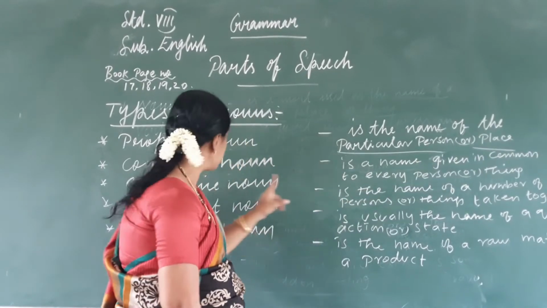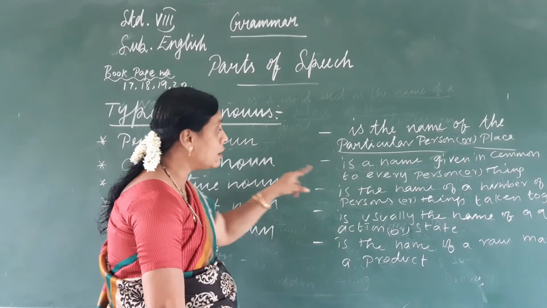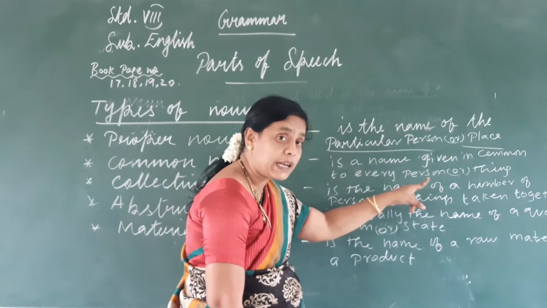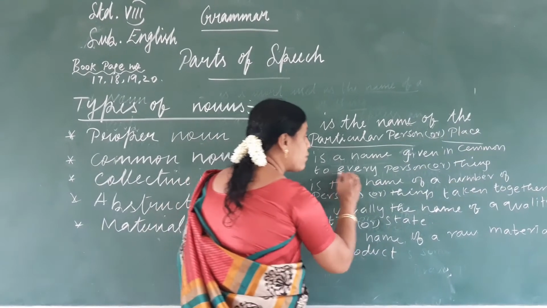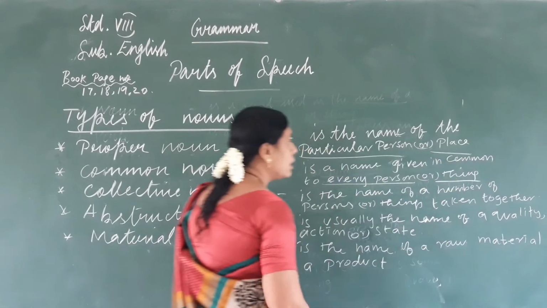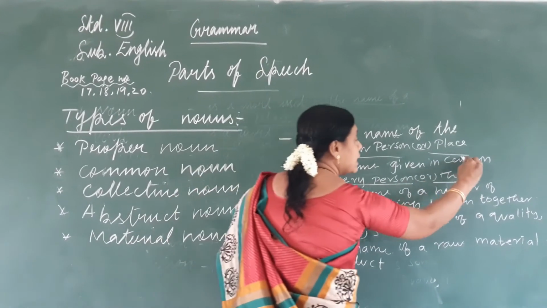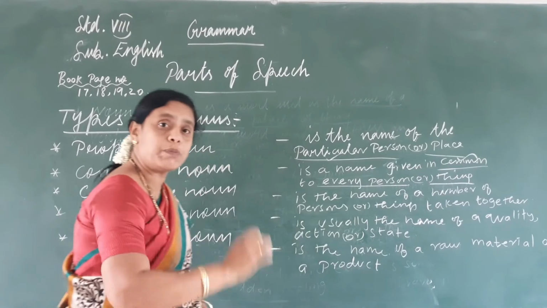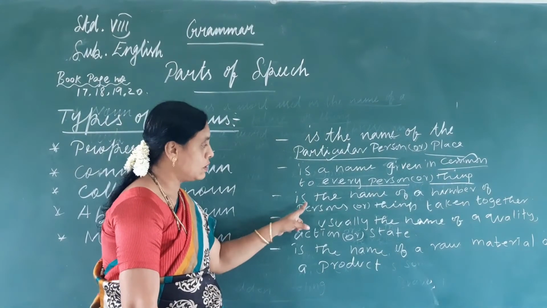And the next one is common noun. Here is a name given in common to every person or place. Here particular and here common. So this is the difference between proper noun and common noun.